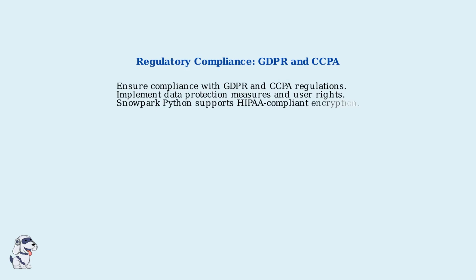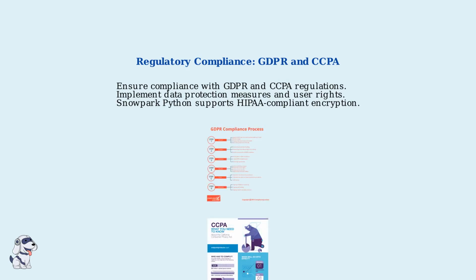Maintain compliance with important regulations like GDPR in Europe and CCPA in California. Implement measures such as appointing data protection teams, conducting impact assessments, and honoring user rights to access or delete their data. Snowpark Python supports secure sessions with encryption compliant with HIPAA and other standards. Regular audits and monitoring are essential for ongoing compliance.